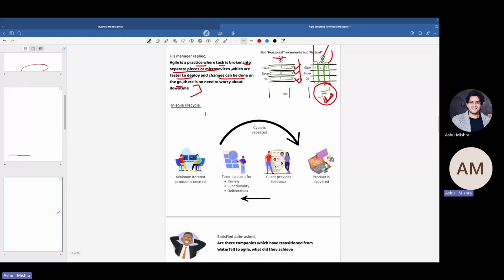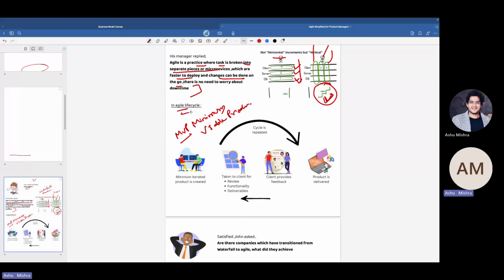Now, in the agile life cycle, what essentially happens is, all of us have, in our lifetimes, listened to MVP. What is MVP? It is called minimum viable product, right? So it is a byproduct of the agile life cycle. What happens is a minimum iterated product, or an MVP, is created. It is taken to the client for functionality, deliverable, and a review.